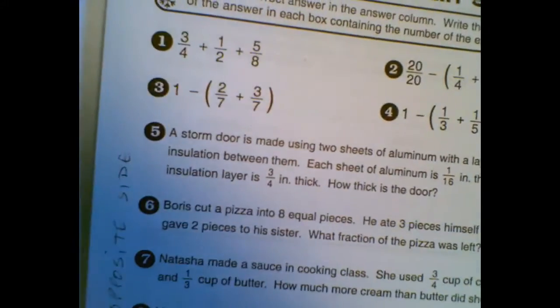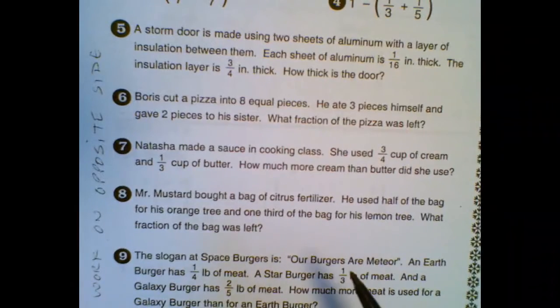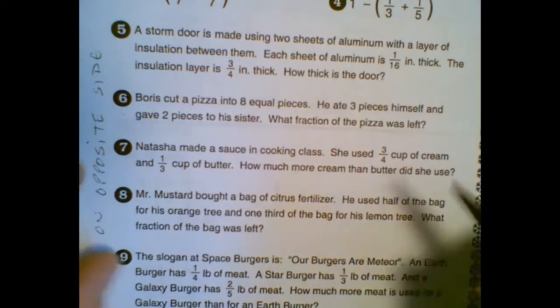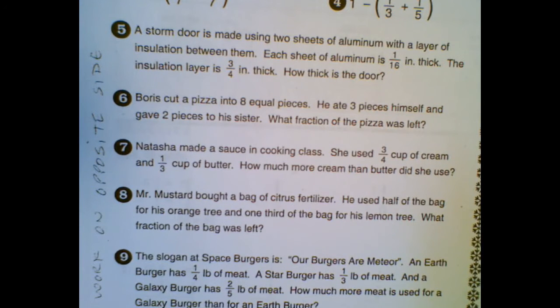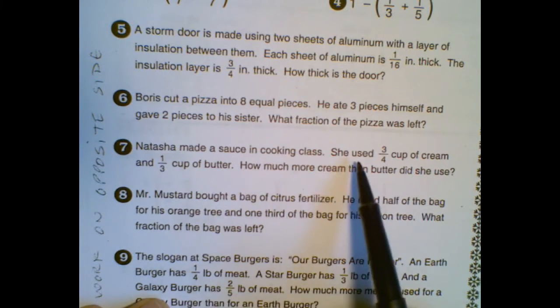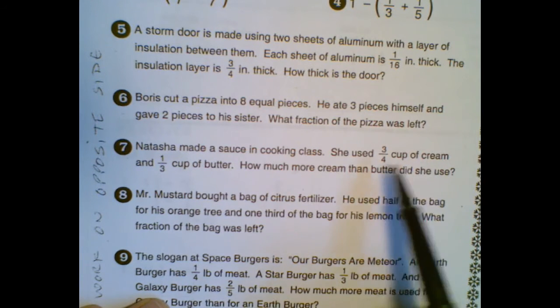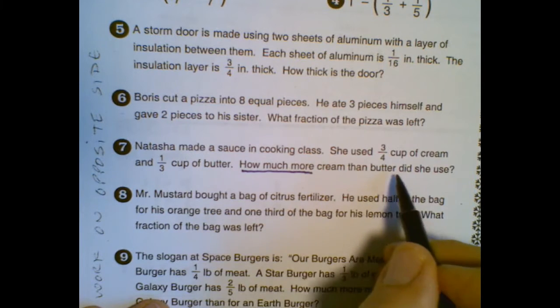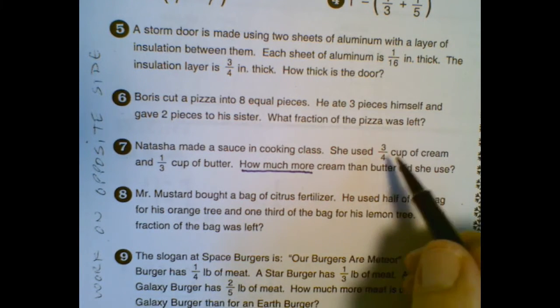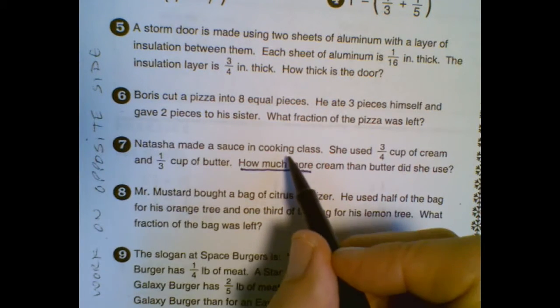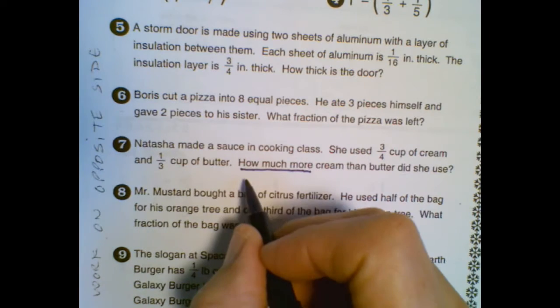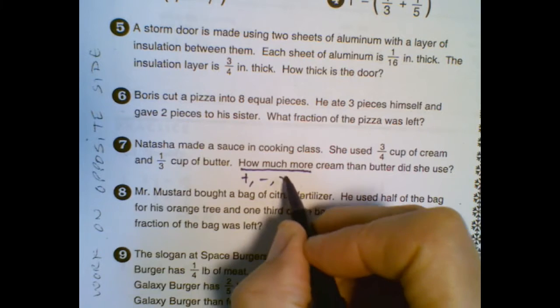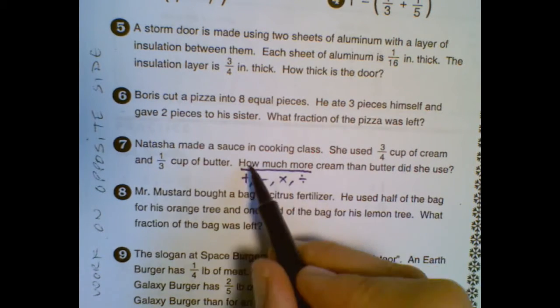On this page, again, you have problems where you will be trying to come up with connections between different numbers they give you. Those connections are the relationships, the adding, subtracting, multiplying, dividing. So let's look at number 7 for a second. Natasha made a sauce in cooking class. She used 3/4 cup of cream and 1/3 cup of butter. How much more cream than butter did she use? So they're telling you right away that because of this, cream's got to be more than butter. The question is what relationship tells you how much more? Remember, your only options are adding, subtracting, multiplying, and dividing. So which of these relationships will tell you how much more?